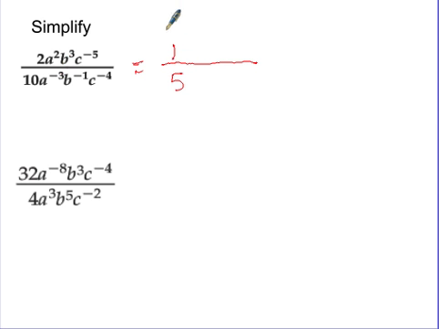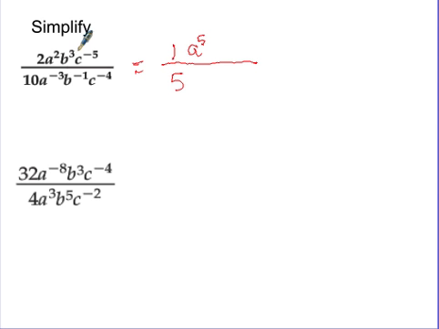Think back to the very first thing we did with exponents on top and bottom. You subtract, right? What is 2 minus negative 3? Five. A to the fifth.